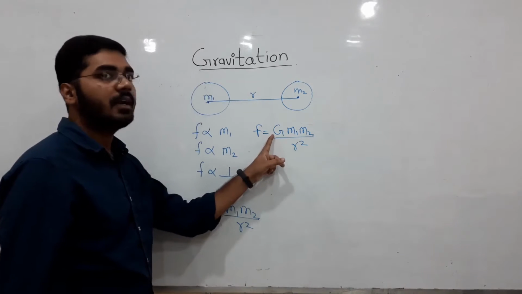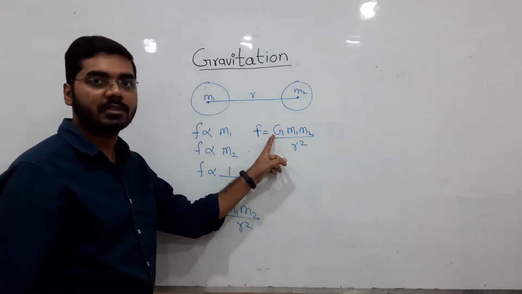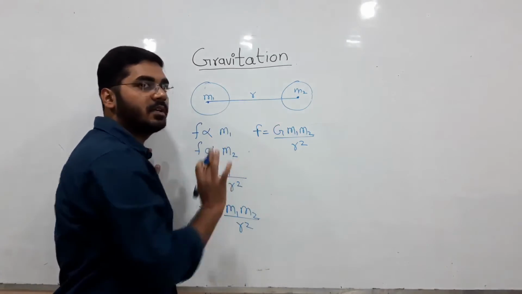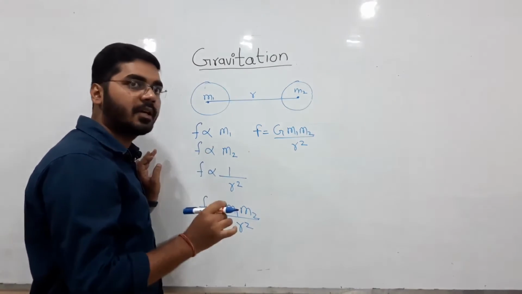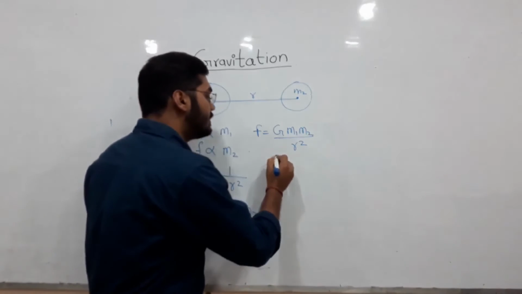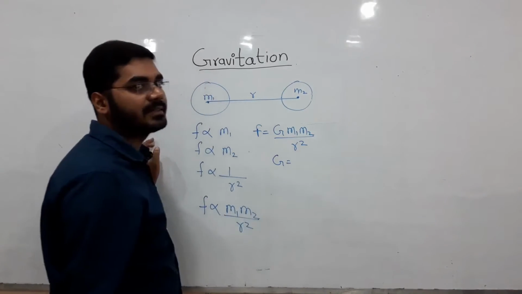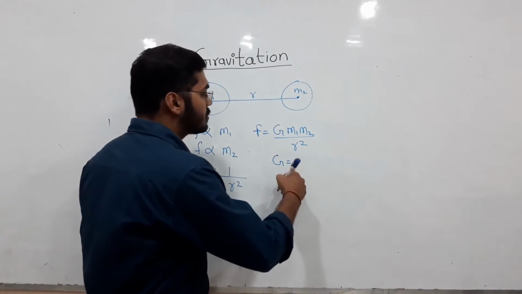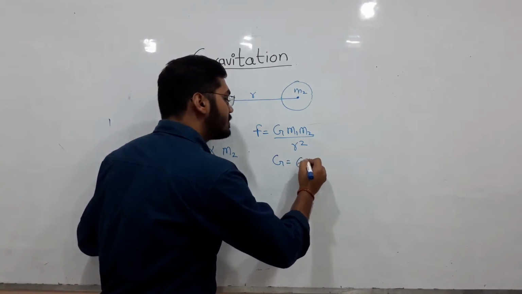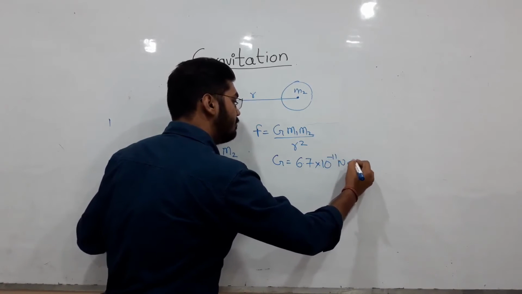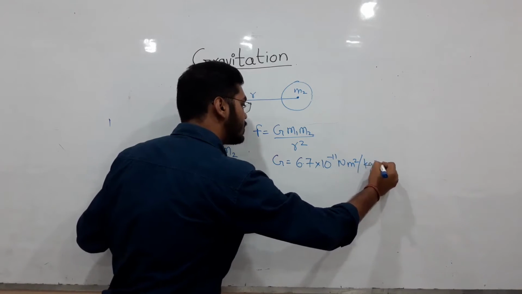So what is G? G is called the gravitational constant, which remains the same throughout the universe. This is a constant, the gravitational constant. Irrespective of anything, this will remain the same. So what is the value of G? This value of G was calculated by Sir Henry Cavendish in 1798 through his experiment. So the value comes to 6.7 into 10 to the power minus 11 Newton meter square per kg square.